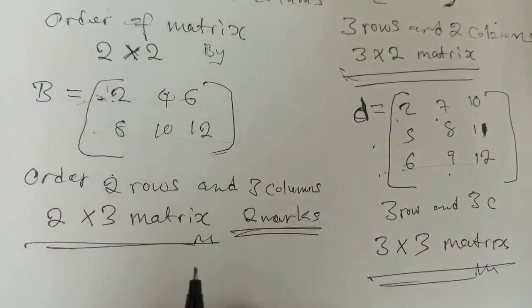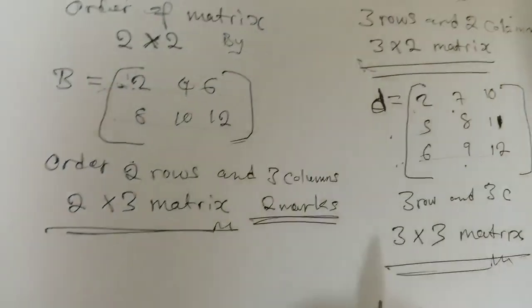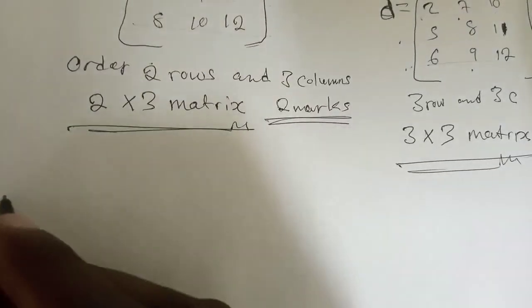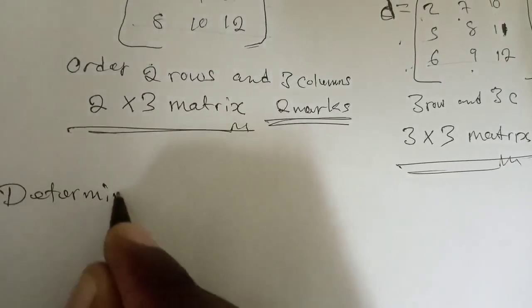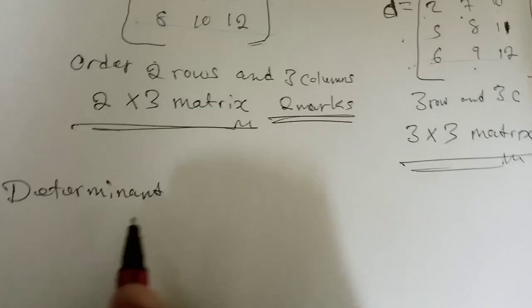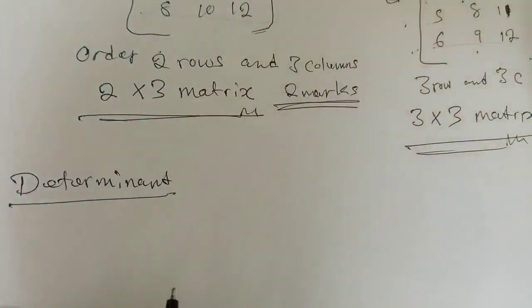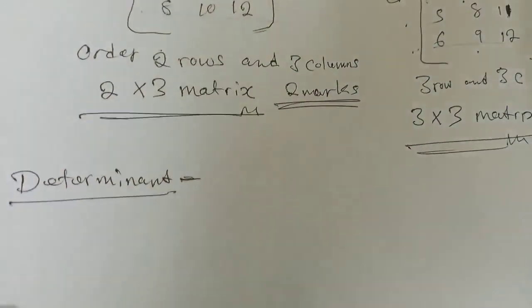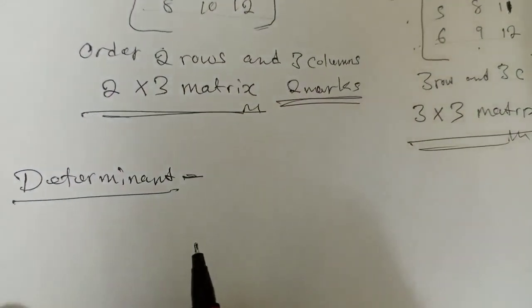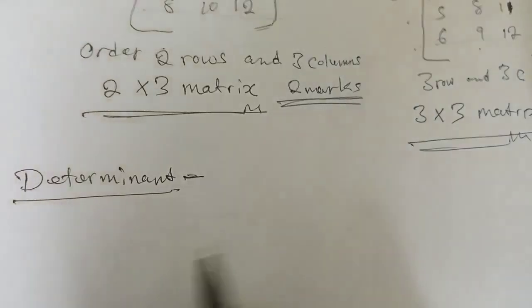So under matrices, we also have to know how to find the determinant. Okay. We also need to know how to find the determinant of a matrix. So you need to know what a determinant is. So what is the determinant of a matrix?